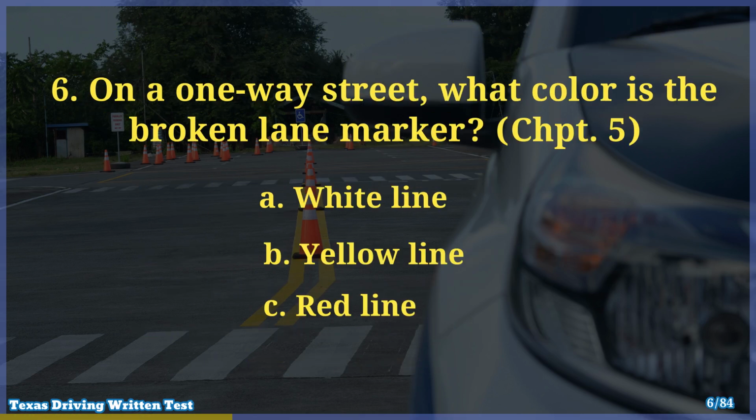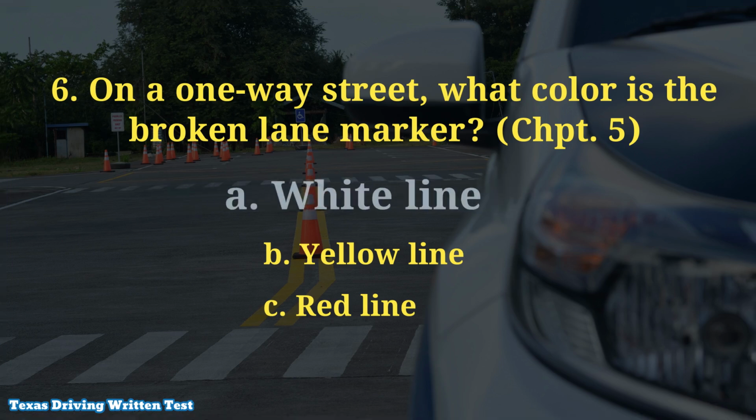Question number 6. On a one-way street, what color is the broken lane marker? A. White line. B. Yellow line. C. Red line. Answer is A. White line.